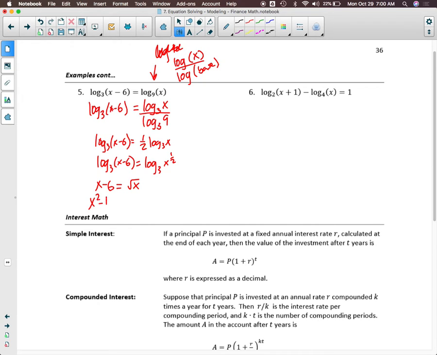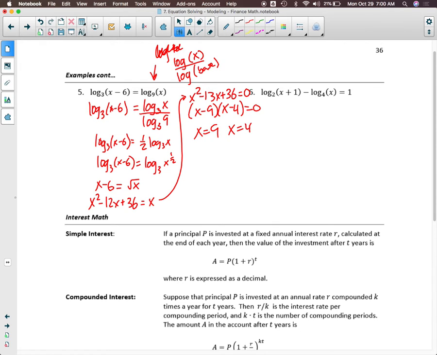So I'll get x squared minus 12x plus 36 equals x. If I just keep simplifying, I'll get x squared, what is this, minus 13x plus 36 equals 0. Okay, and that's going to be minus 9 and minus 4 will work nicely. So I'll get x equals 9 and x equals 4.